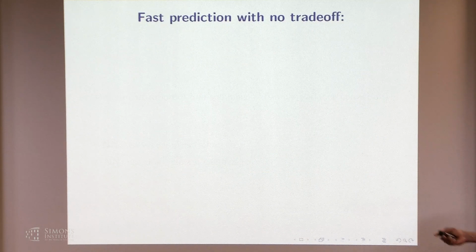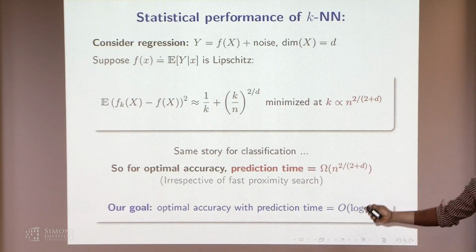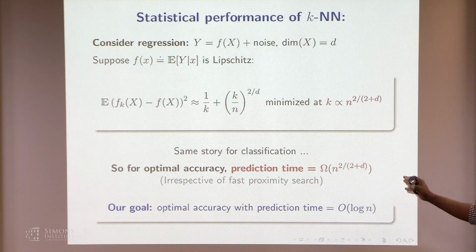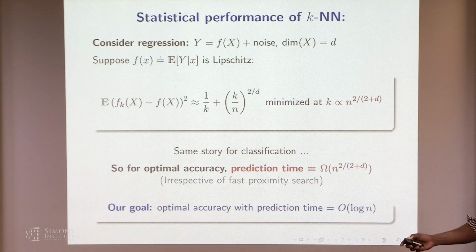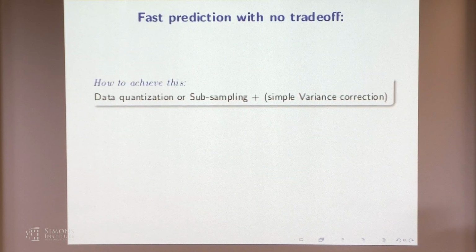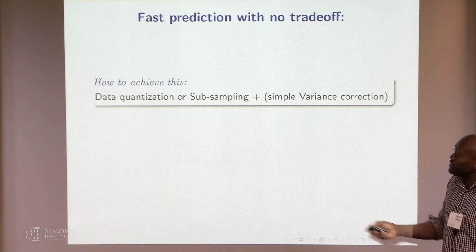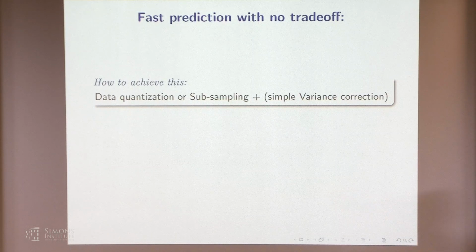Okay, I'll go back here. And this is for me not just a theoretical thing. I want to be able to give these guarantees, and at the same time, I want the algorithm to work. So it's really both. So the fast prediction with no trade-off, how are we going to achieve this? Just using very simple ideas that are there amongst a lot of the heuristics that people use in practice.